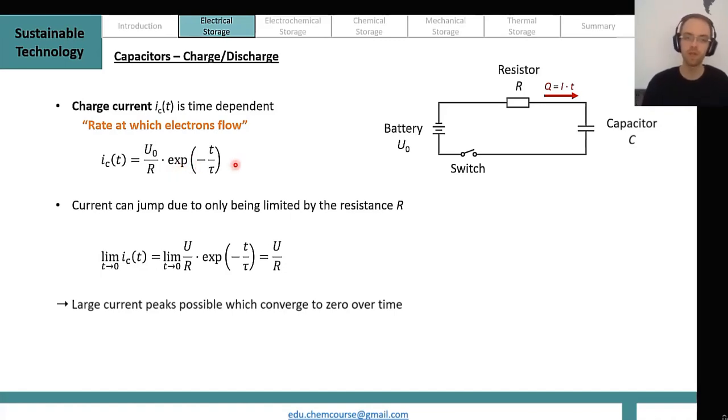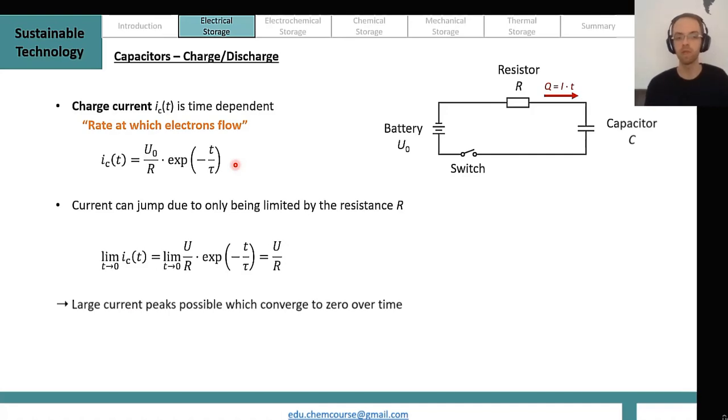Not so interesting, the formula itself. I just again want to point out to you what kind of influence factors we have in there. And we will look at these individually in a second. What I want you to note first is that the current can basically jump because it's only limited by the resistance. So if our resistance is very small, we will have a very high current. The electrons or the charges in our circuit will flow very fast if we have a small resistance.